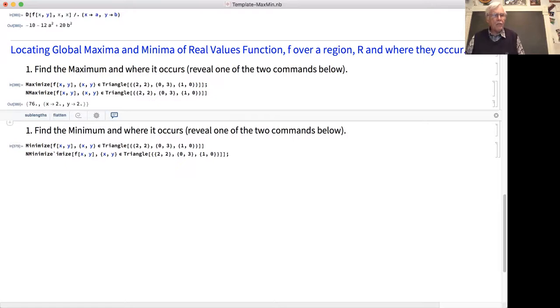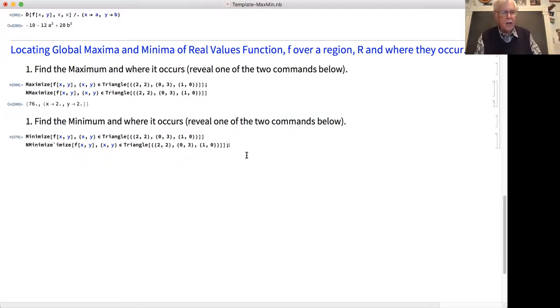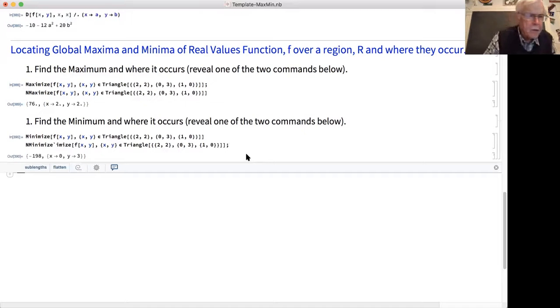So Maximize and NMaximize are different. And you can use either one to do this. If you don't get an answer from Maximize, which can happen, then use NMaximize. I'm interested here in the values that we get. I'd like to know about what this looks like. We don't really have to know the exact value. And Minimize is the same. So here the minimum of the function is minus 198 and occurs again at one of the vertices, 0, 3.